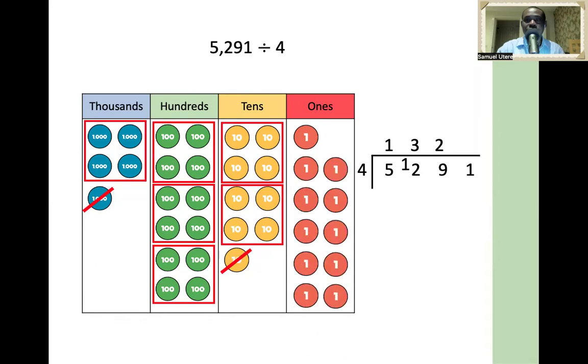Now next, we think, how many groups can we get from here? Groups of 4. We have just 1. So we write the 1 there to reflect that we've done the exchange from here. We've carried it over, and that gives us 2 groups. So we write 2, and our remainder is 3.